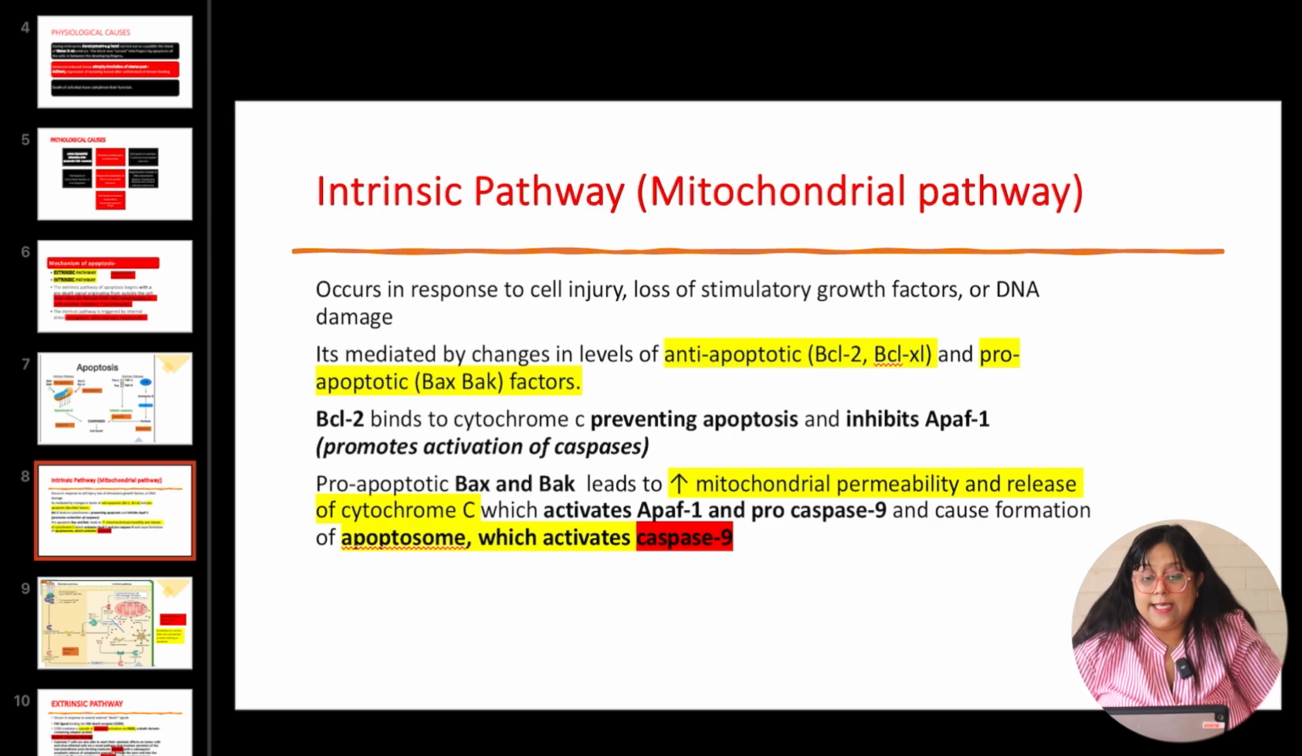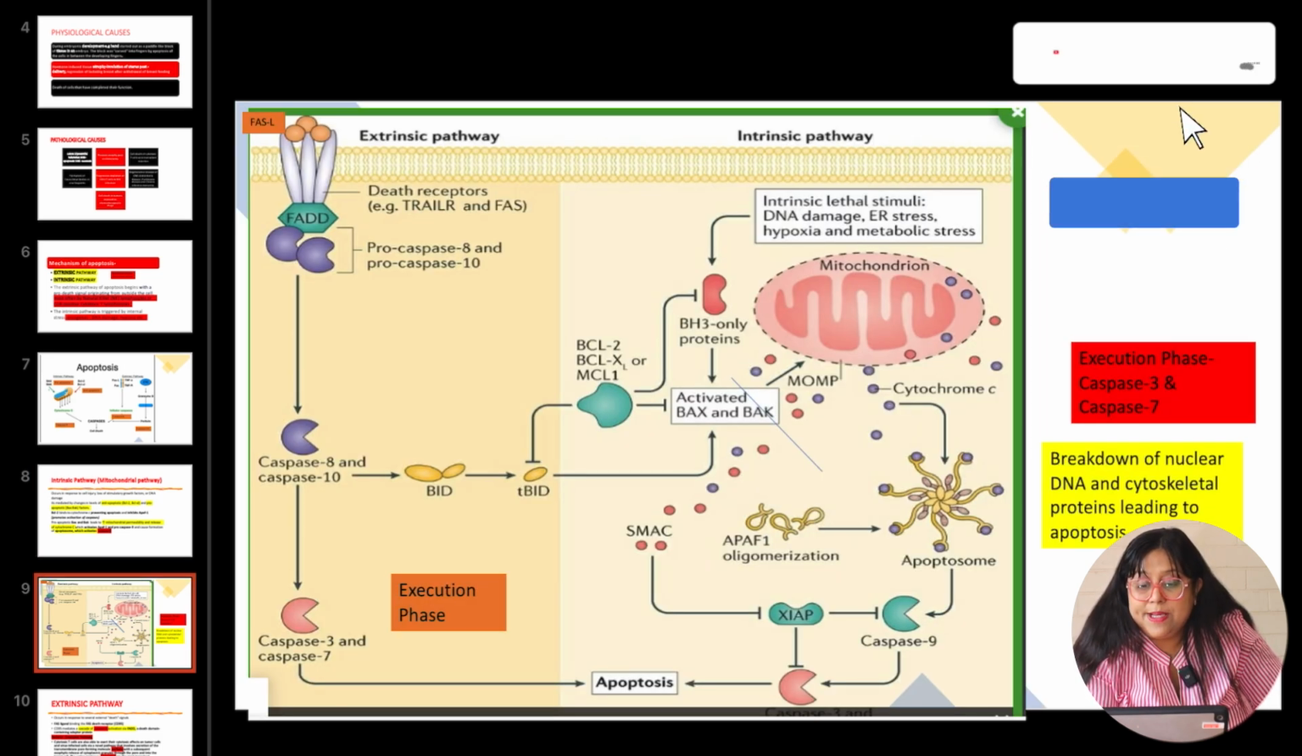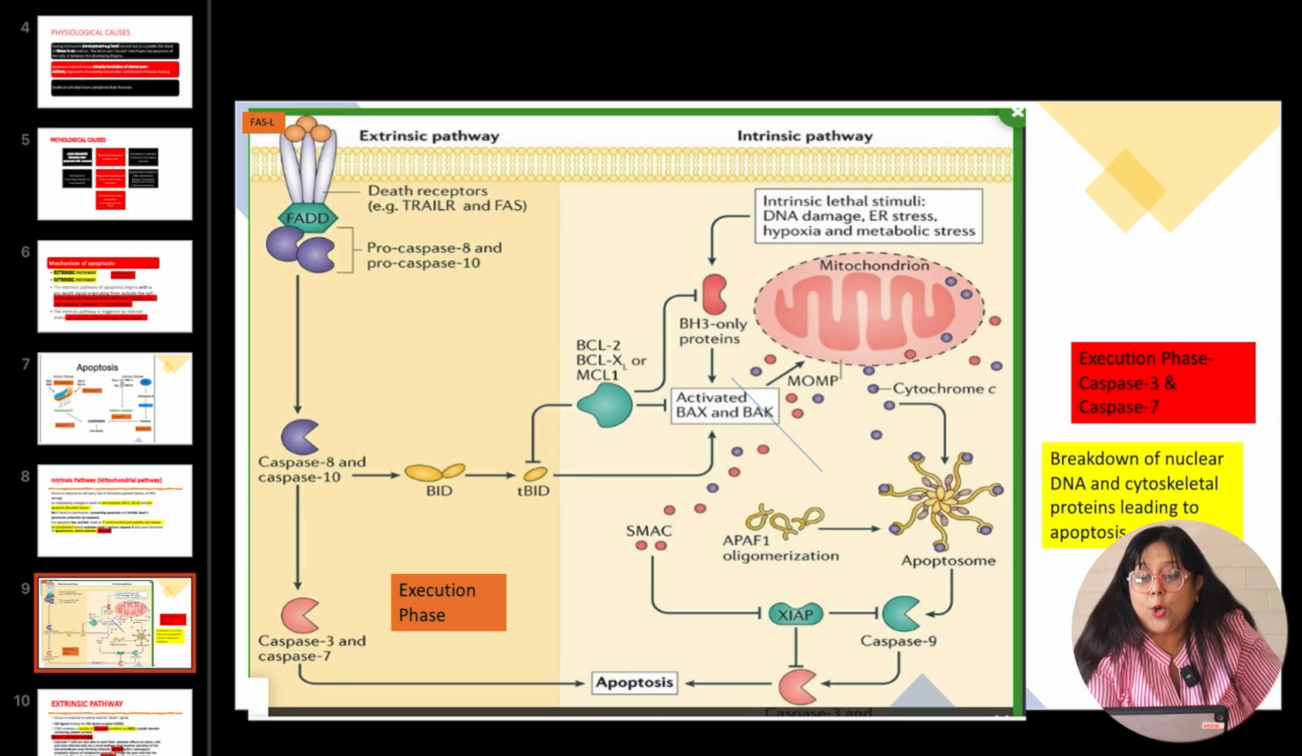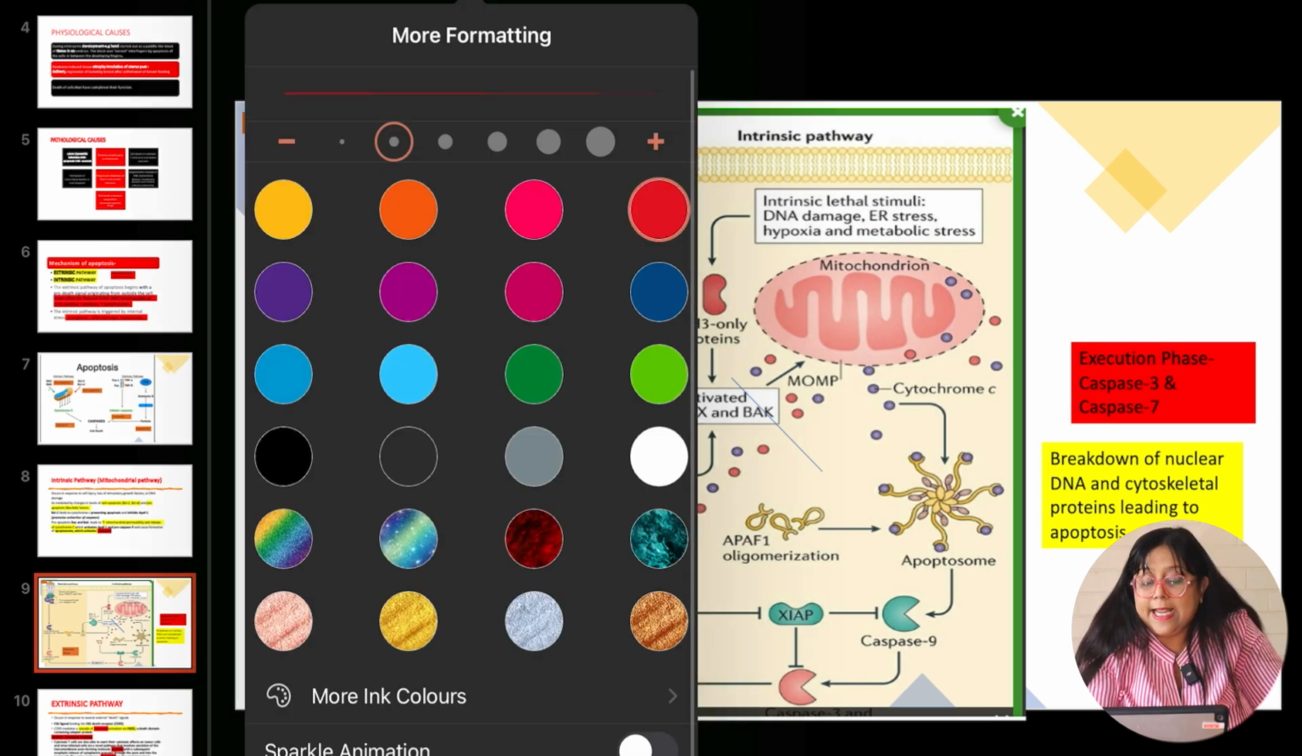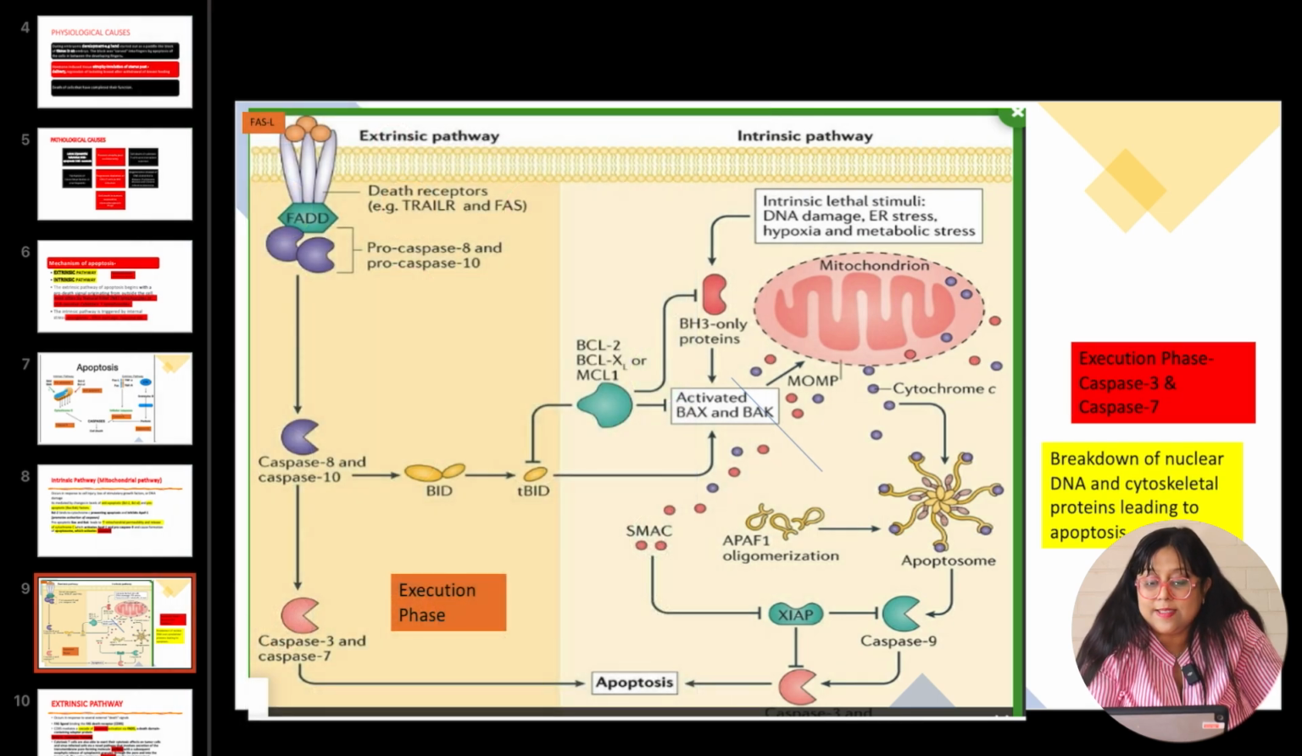Here in the picture, as you can see, in the intrinsic pathway, because of DNA damage, hypoxia or any kind of metabolic stress, there is activation of BH3 proteins which activate the pro-apoptotic factors BAX and BAK. And what will this BAX and BAK do? They will alter the permeability of the mitochondrial membrane and cause the release of cytochrome C. This cytochrome C goes and combines with APAF1 and causes formation of the apoptosome, and this apoptosome causes activation of caspase 9. All this comes under the initiation phase.